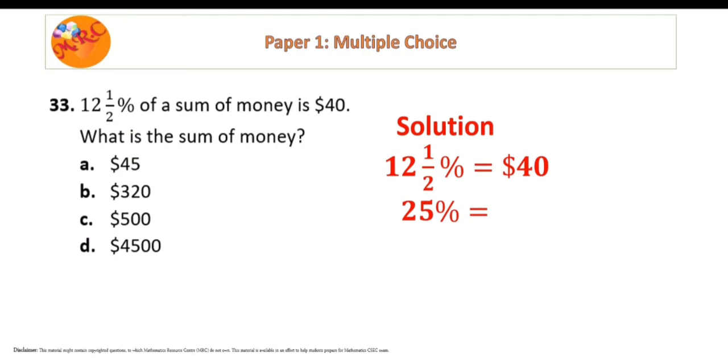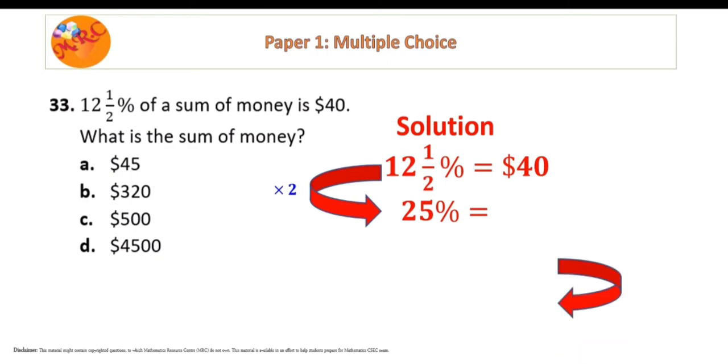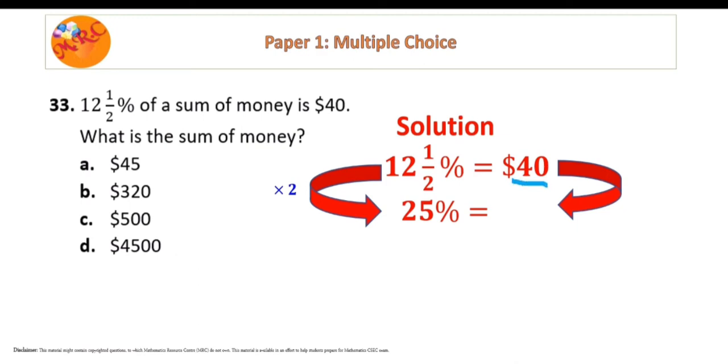So what do I do to get from 12 and a half to 25%? I multiply by 2. So if I'm trying to figure out what 25% is now, I'm going to just multiply my 40 here by 2, and that's going to give me 80.